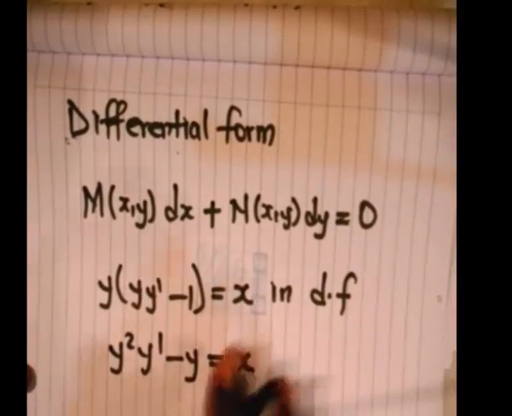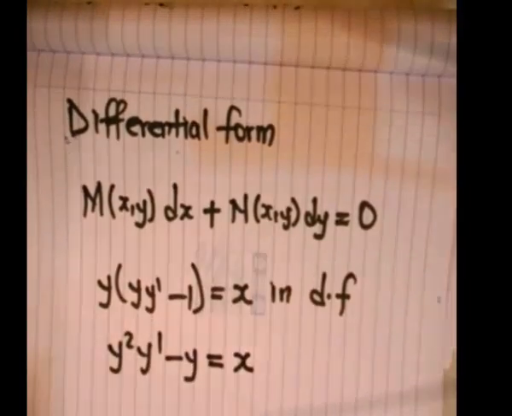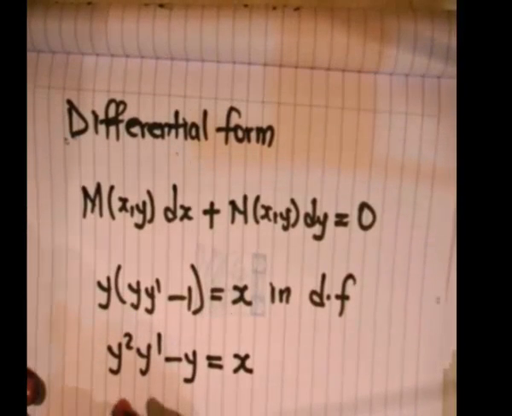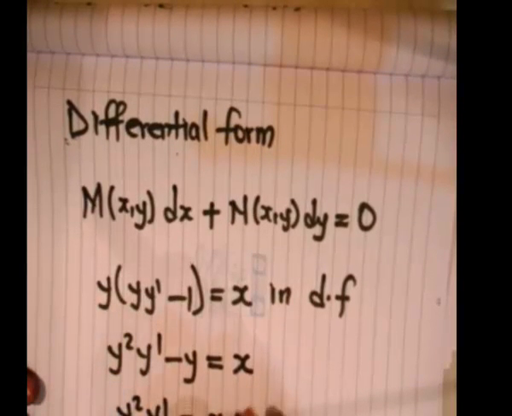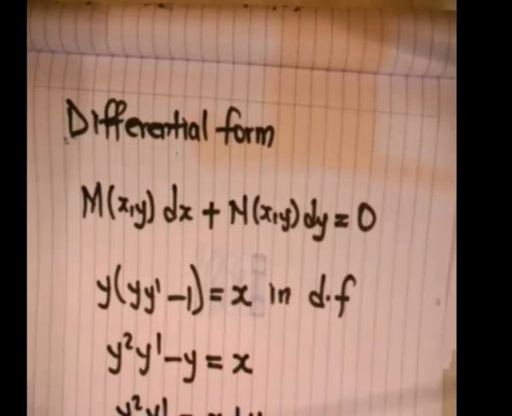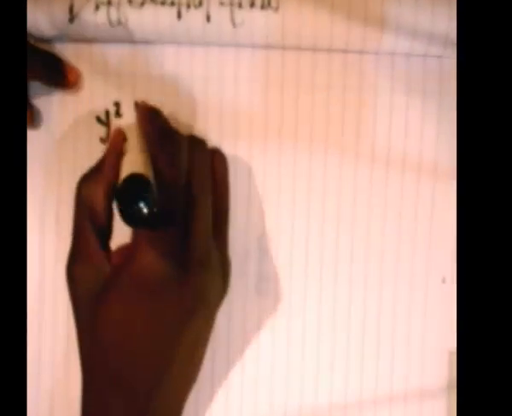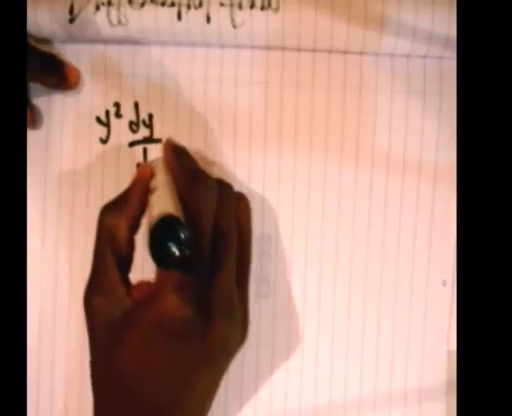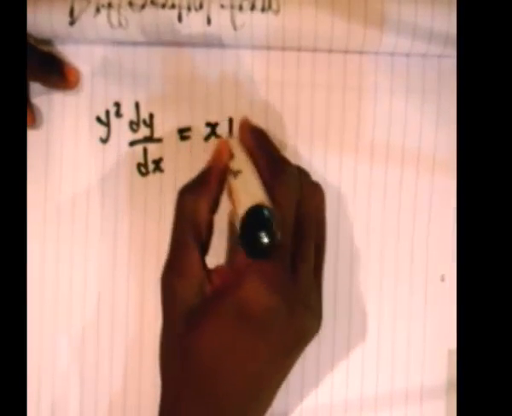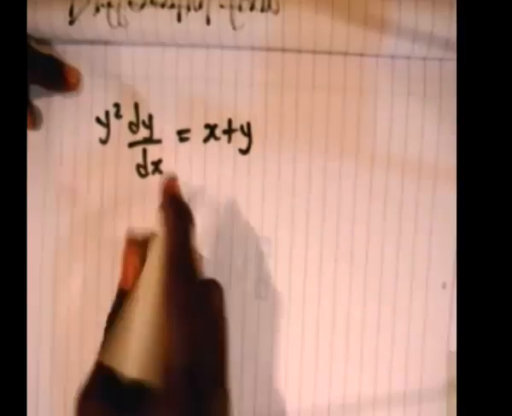Take the y to the other side of the equation, or bring x here. Anyone would do. y squared y prime equals x plus y. y squared y prime is the same as y squared dy dx. So y squared dy dx equals x plus y.